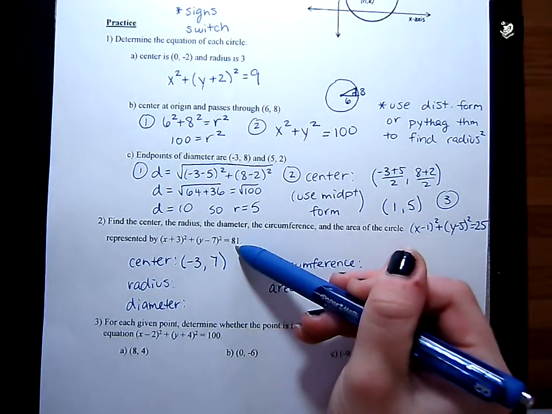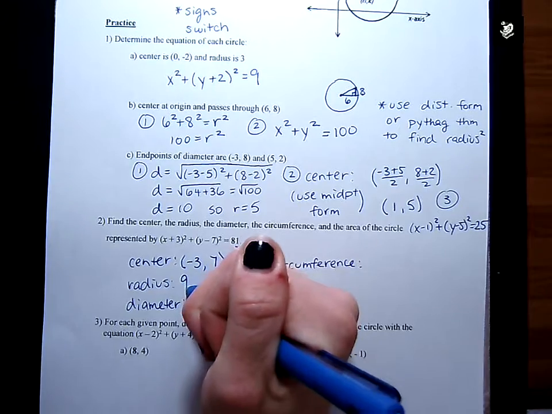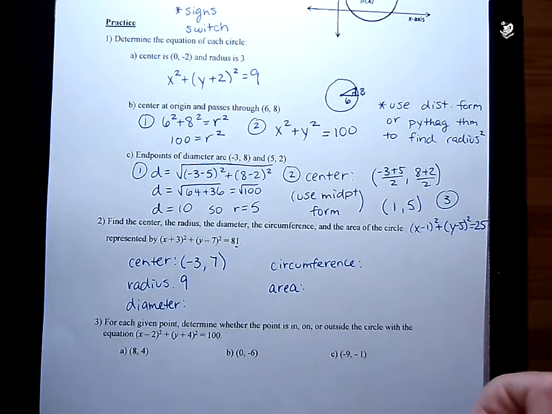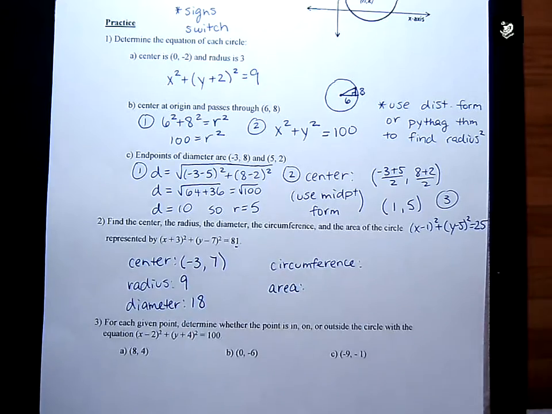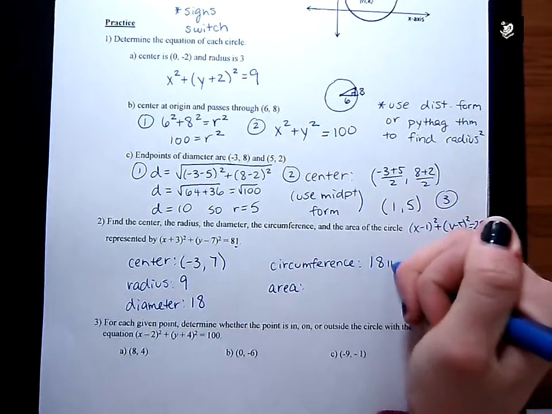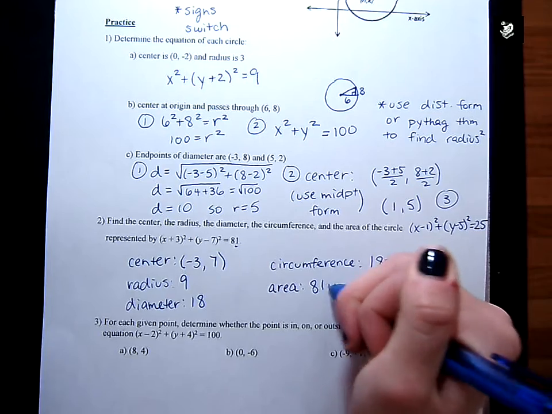This 81 represents the radius squared, so if I just want the radius, I would do the square root, and I would find that the radius is 9, which means that the diameter is double that, 18. Circumference is pi times diameter, so 18 pi. And area is pi r squared, so that would be 81 pi.